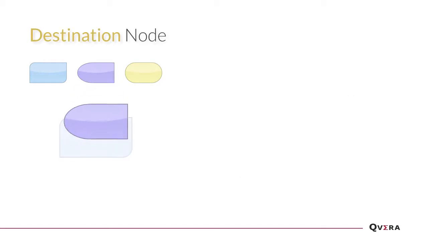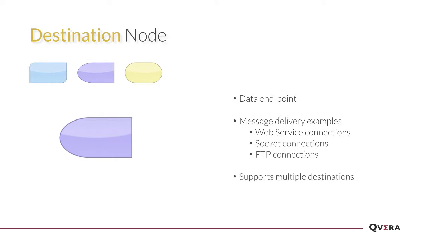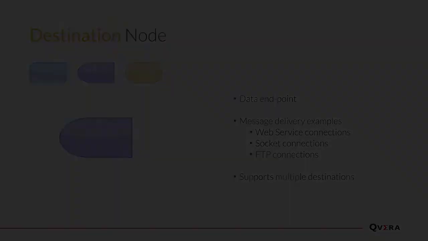A destination node specifies the data endpoint for the channel. Similar to a source node, the destination node is used to configure how messages are sent to the destination system. There is no limit to the number of destinations in a channel.